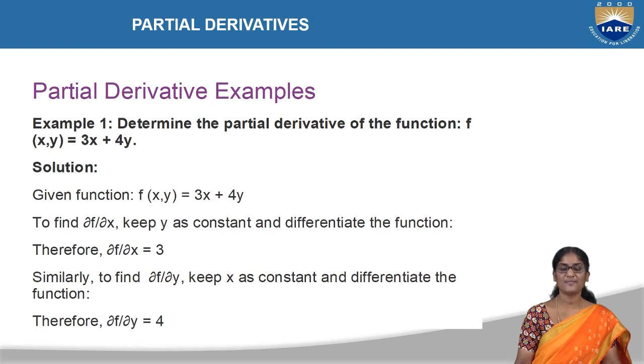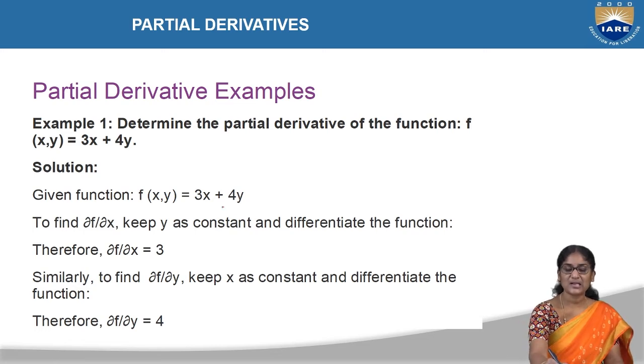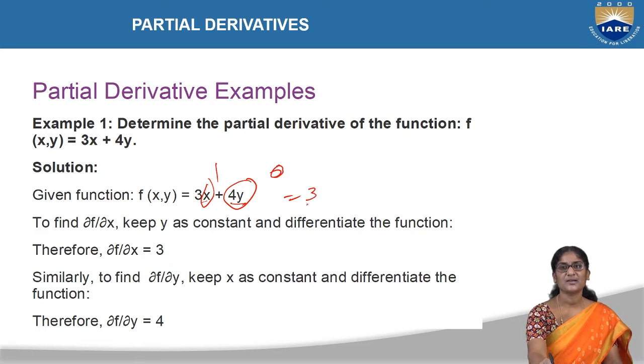So to find ∂f/∂x, what are we doing? We are differentiating f partially with respect to x. So we need to put y as a constant. The second term acts like a constant, and in the first term we don't have any y value. So keep y as a constant and differentiate the function. Therefore, ∂f/∂x is equal to 3, because the derivative of x with respect to x is 1. So this becomes 1 and this becomes 0, and the answer is nothing but 3 here, right?